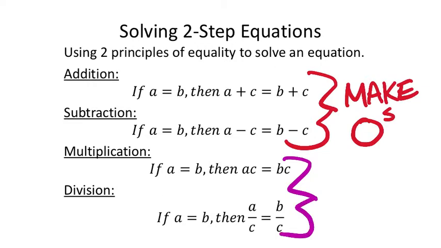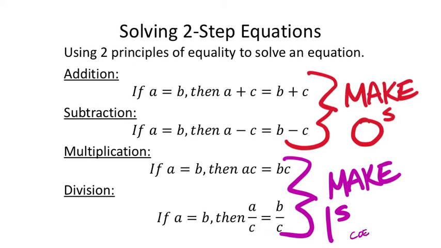And then for multiplication and division, this is to make 1s. But not just to make 1s. This is specifically to make the coefficient 1s. That's the coefficient. And from the last lesson, we saw 2 examples, one for multiplication, one for division, where we forced those coefficients to be 1s.